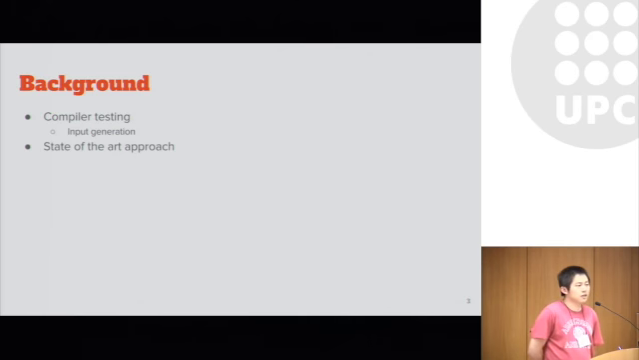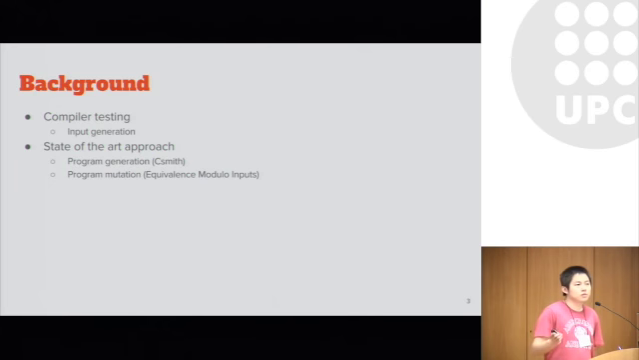So the state-of-the-art approaches: first is program generation. For example, Csmith, a random C program generator. The second category is program mutation, the EMI technique, which randomly inserts or deletes statements in the original C program.